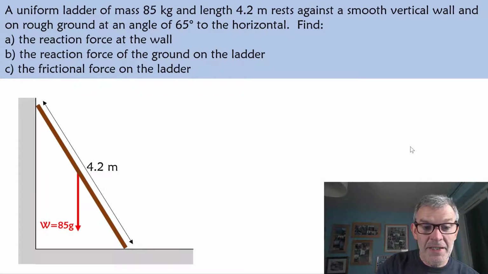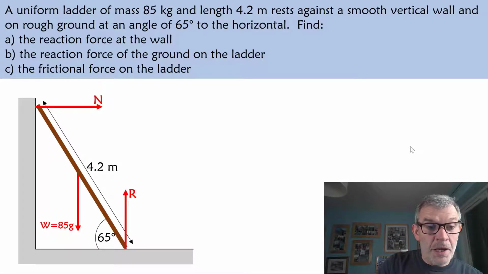The length of the ladder is 4.2 meters, and it's resting against a smooth wall and on rough ground at an angle of 65 degrees to the horizontal. And you've got to find the reaction force at the wall. So there's the reaction force at the wall. Again, there's no friction at the wall because we're told the wall is smooth. Part B, work out the reaction force on the ground on the ladder.